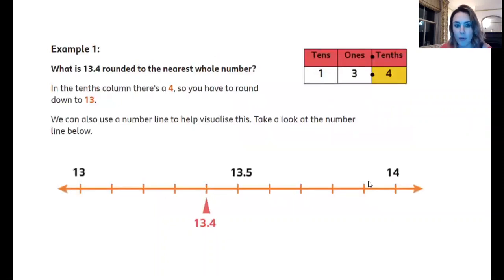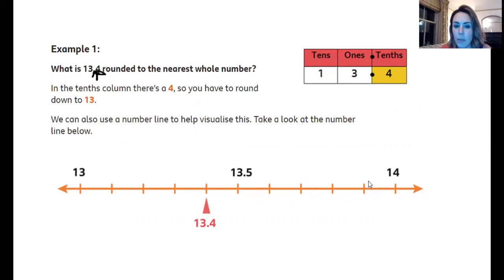So let's have an example of rounding decimals. So we're thinking about what is 13.4 rounded to the nearest whole number. In the tenths column, there's a 4, so you have to round it down to 13. Remember, we're having a look at the digit to the right. So here we are rounding to the nearest, so you're going to look at that 4.